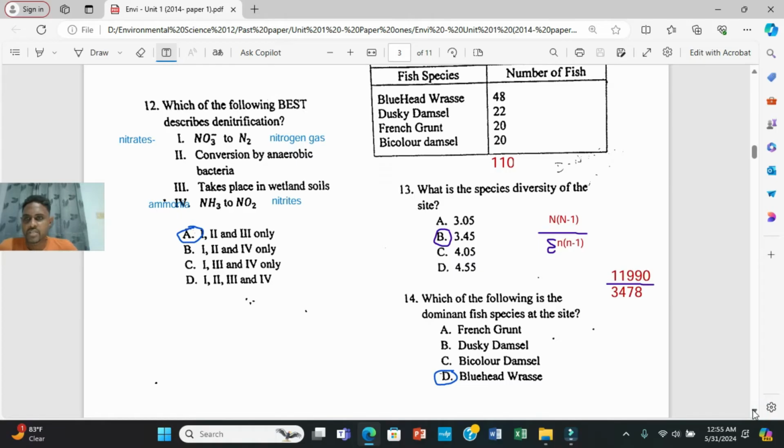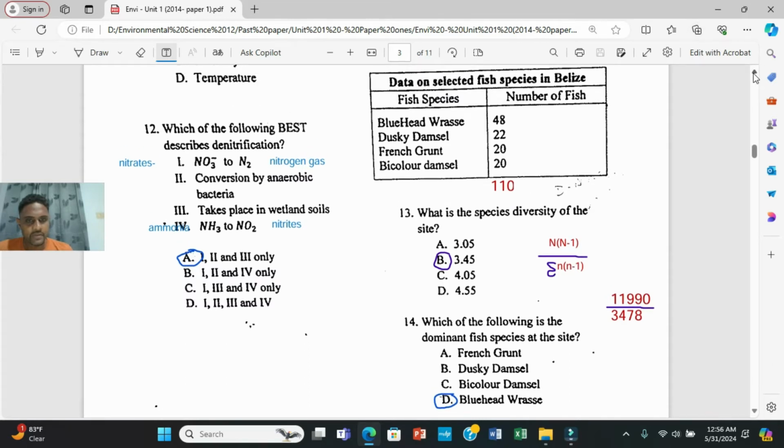Number 12, which of the following best describes denitrification? Of course, the answer is A, 1, 2, and 3. 2, conversion by anaerobic bacteria. And 3, takes place in wetland soils.